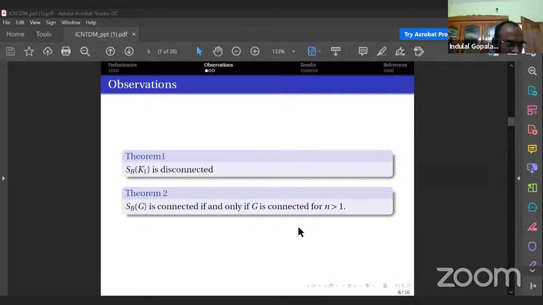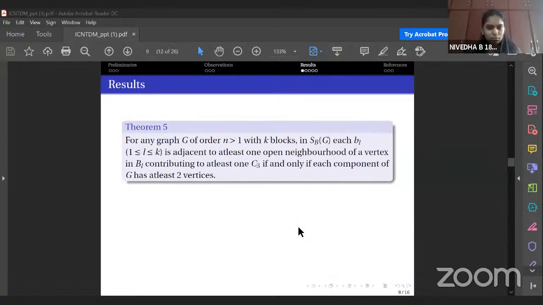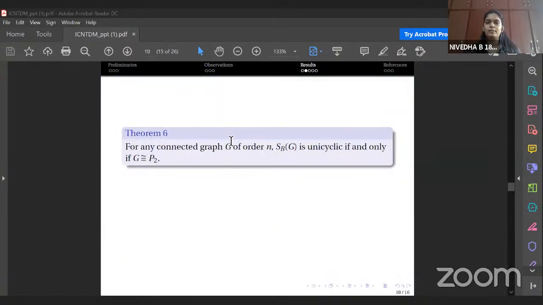Okay. And one more question. In one of your slides, you showed that the semi-splitting block graph of P2 is unicyclic. Yes. And in addition to that, this is self-complementary also. The semi-splitting block graph of P2 is a graph which is self-complementary on 5 vertices.